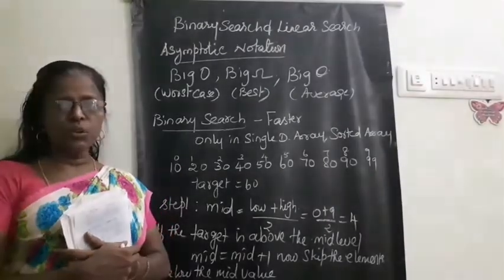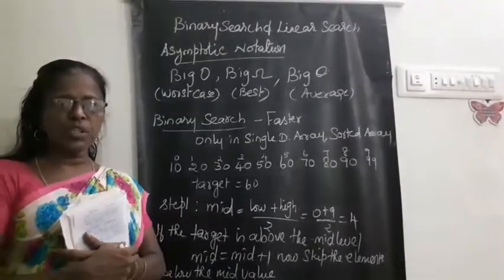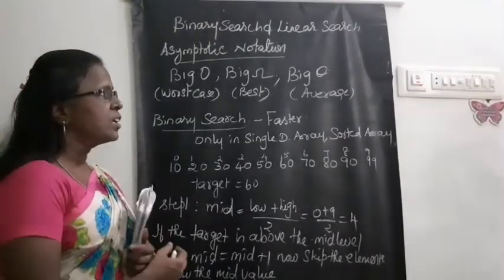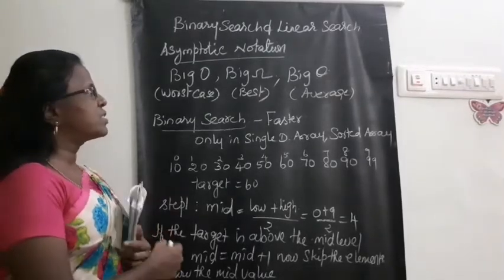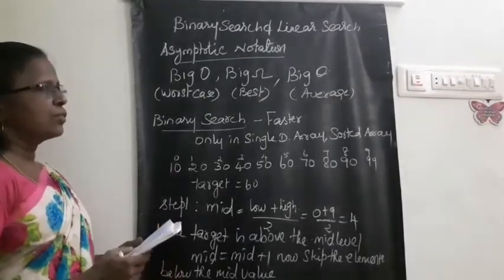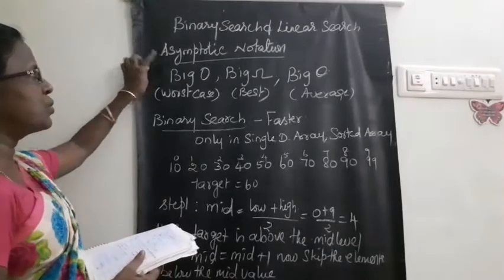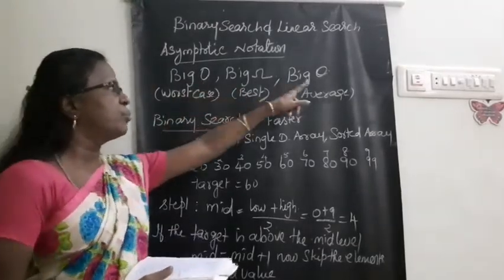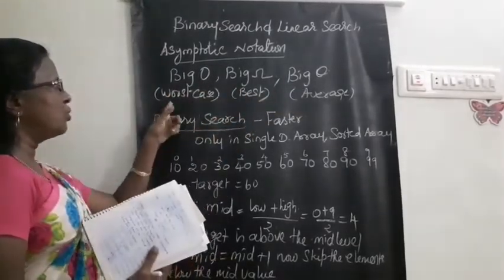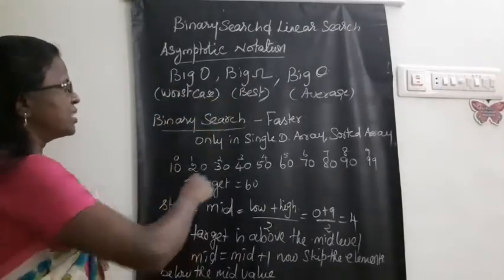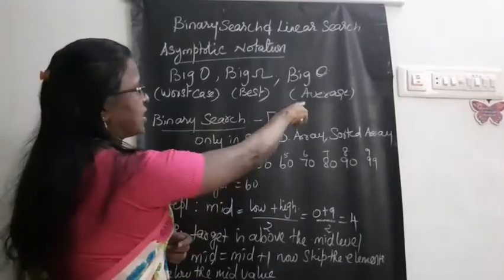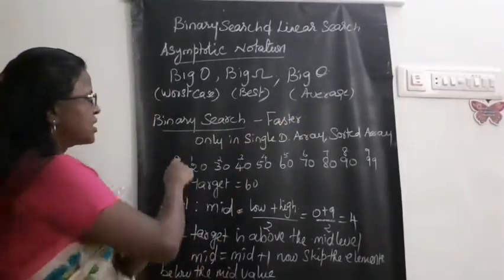In the previous video, I gave some information about binary search and linear search. Now we are going to do some problems regarding that. Refresh the asymptotic notations: big O, big omega, big theta. What is big O? It is the worst case of searching, big omega is the best case of searching, and big theta is the average case of searching.